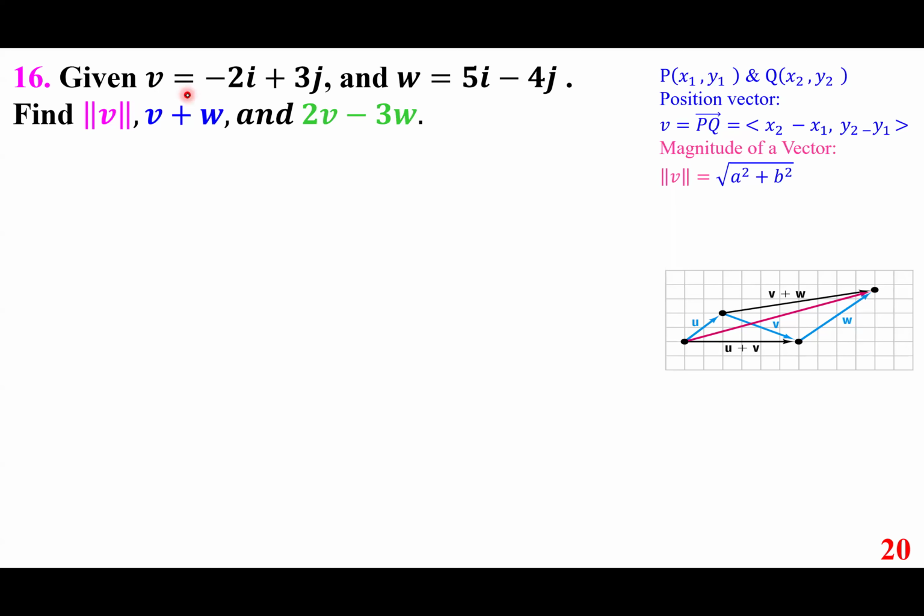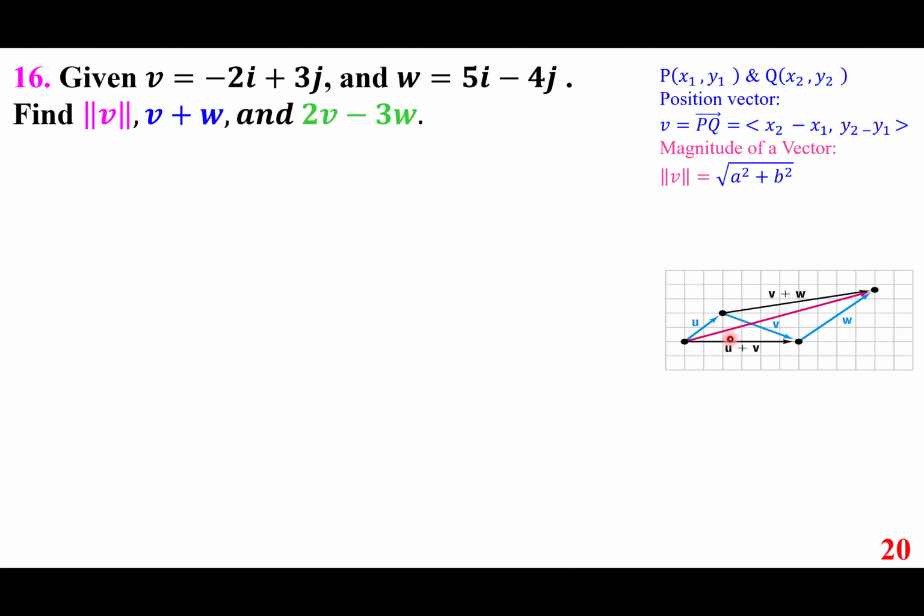So we are given v and w. V is negative 2i plus 3j, and w is 5i minus 4j. We want to find the magnitude of v, v plus w, and 2v minus 3w. And reminding you of what we said over there, what I want to explain here is very simple.